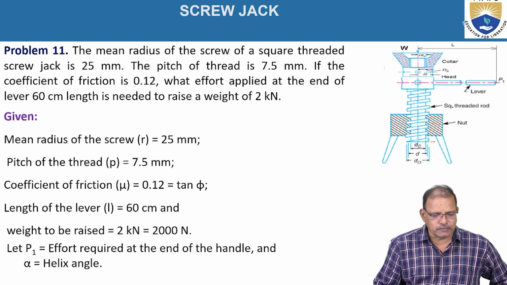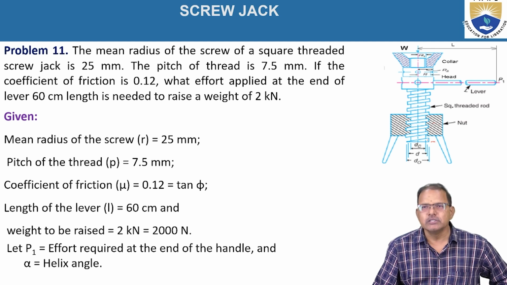Problem 11 deals with the screw jack. The mean radius of a square threaded screw jack is 25 mm. The pitch of the thread is 7.5 mm. If the coefficient of friction is 0.12, what effort applied at the end of a lever 60 centimeters long is needed to raise a weight of 2 kilonewtons?